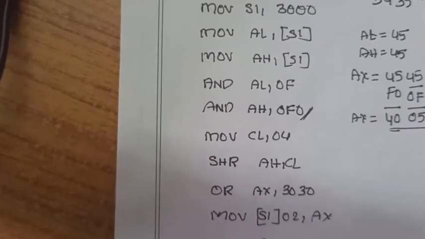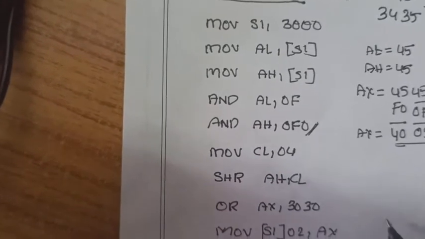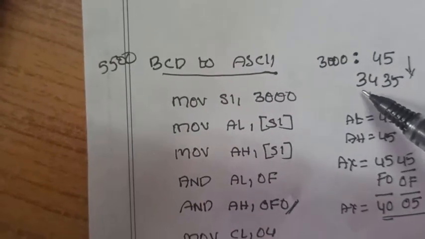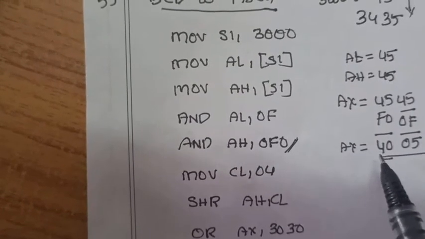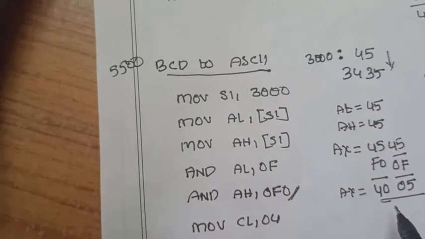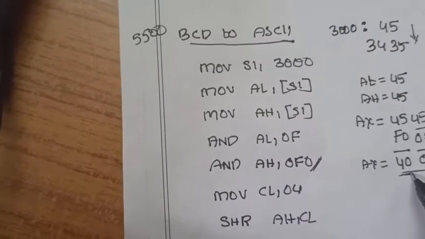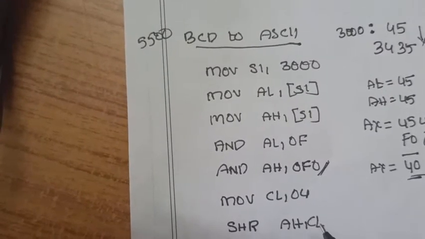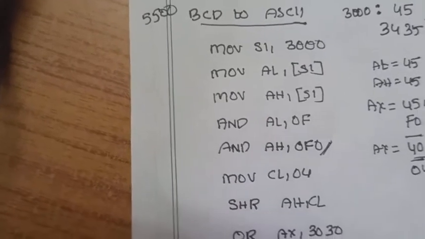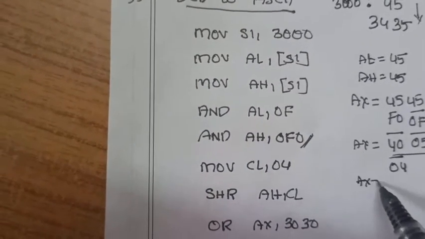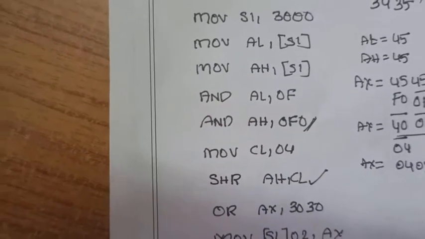Now I am taking a count of 4 and SHR AH comma CL. To get 3435, I want 4 to be in the second position, where I am having it in the first position. So I want to change this from the first position to the second position. For that I am writing shift right on AH, the higher order data. Right shift 4 times means we get 04 in this AH. So finally AX equals 0405 after executing this shift right.